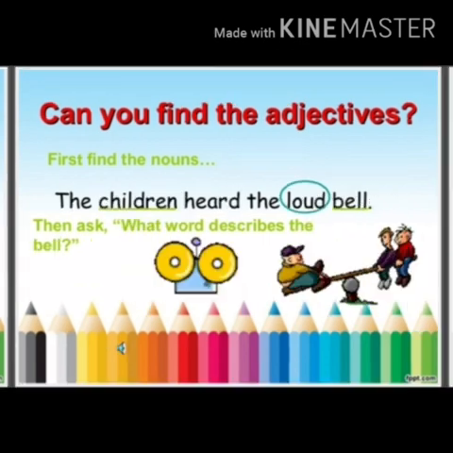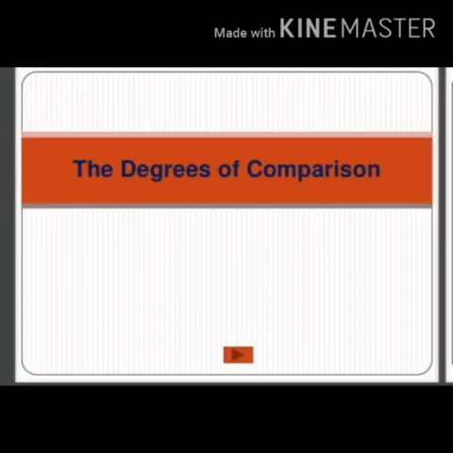Now next. Can you find the adjectives? Again, you'll find out the nouns first. The children heard the loud bell. Here, in this example, children and bell both are nouns. But what word describes the bell? That is loud. So it's an adjective. I hope this is clear to you all, and our next step is to learn about the degrees of comparison.